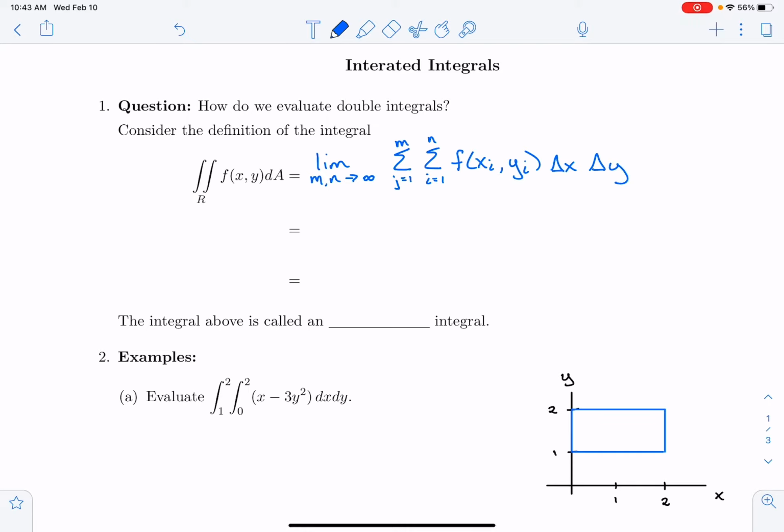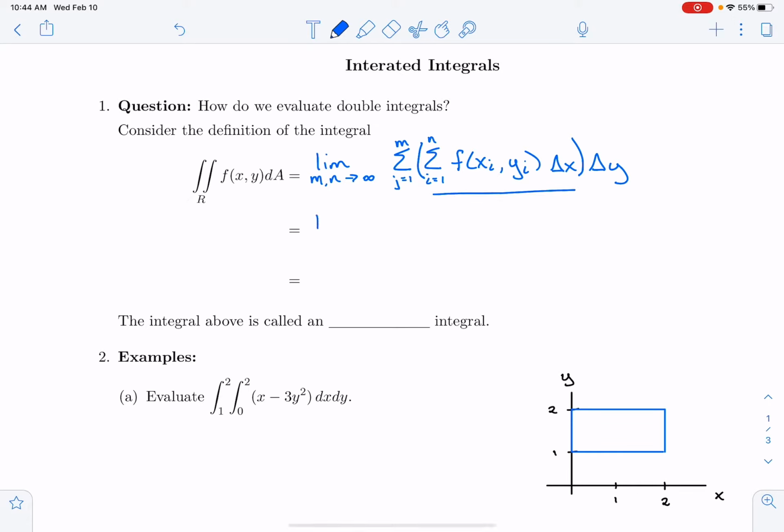And then, if this double sum is finite, we can think about it as the sum from j equals 1 to m of another sum of f of x i, y j, delta x. So we can add some parentheses to help us get a sense of the order in which we're going to evaluate this sum. Then I have a limit as n goes to infinity of a Riemann sum in delta x on the inside of these parentheses.